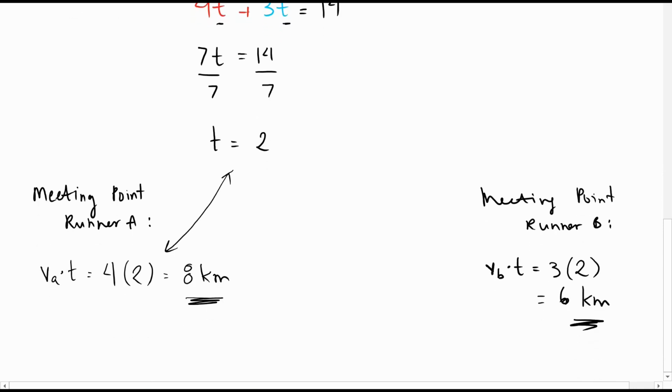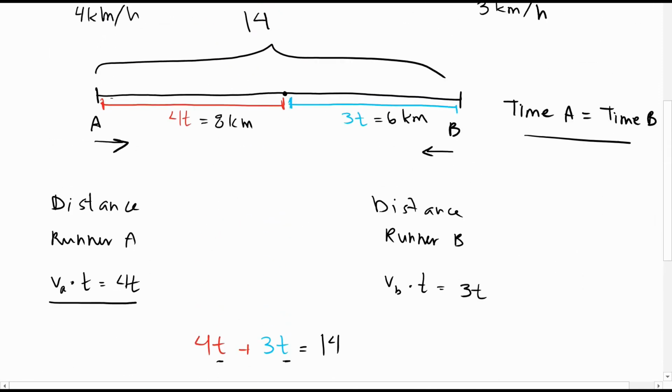Finally, we plugged this t equals 2 into the distance equations we had earlier for runners A and B to calculate the distance each of them traveled before meeting the opposite runner. In the case of runner A, the distance traveled from his or her starting point will be 8 kilometers, and the distance that runner B will have traveled before meeting runner A will be 6 kilometers. And that is what we expressed here on our diagram.